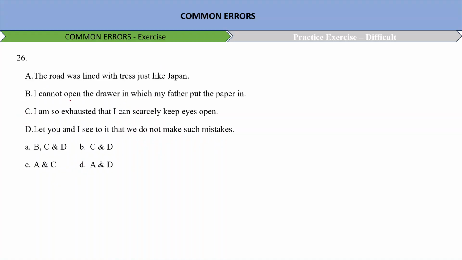Next question. The road was lined with stress just like Japan.